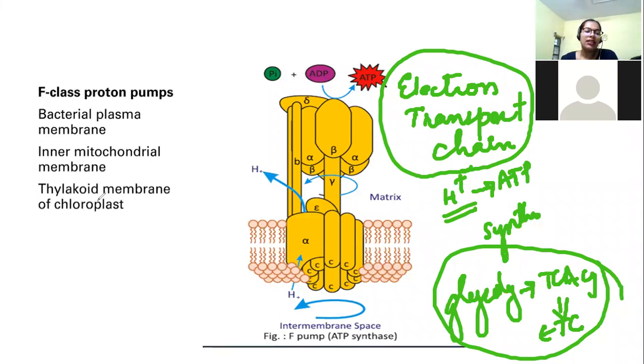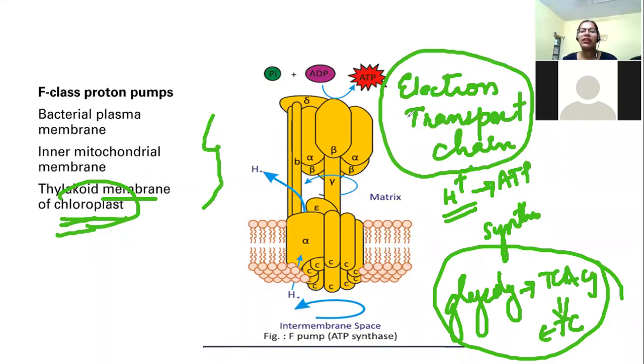Then the thylakoid membrane of chloroplast. We also know that the chloroplast is responsible for creating food, right? It is the food source, and photosynthesis happens there. To carry out photosynthesis also, we need the proton electrochemical gradient. So these are the three places where you can see ATP synthase present.